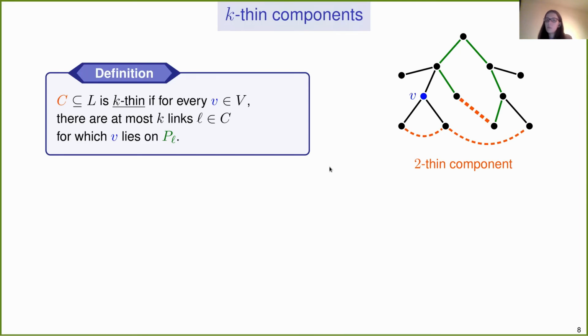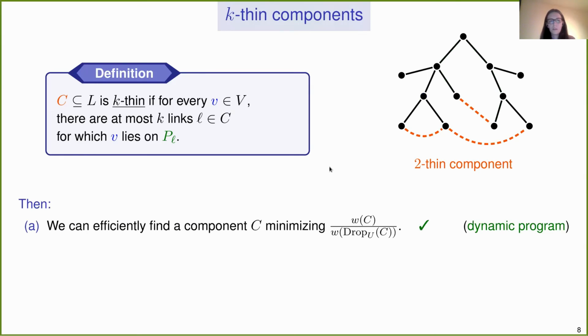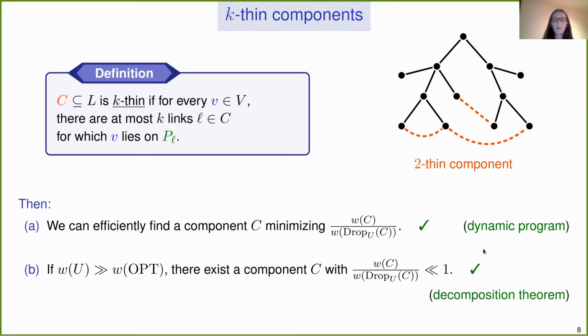Now, why are these k-thin components good? First of all, we need this property A here, that we can efficiently find the best component to choose next. And it turns out that this can be done using a dynamic program going bottom up over the tree. In fact, this definition of k-thinness is made in such a way that this dynamic program going bottom up over the tree has polynomial runtime for constant k. So that's property A. The more interesting part is property B.